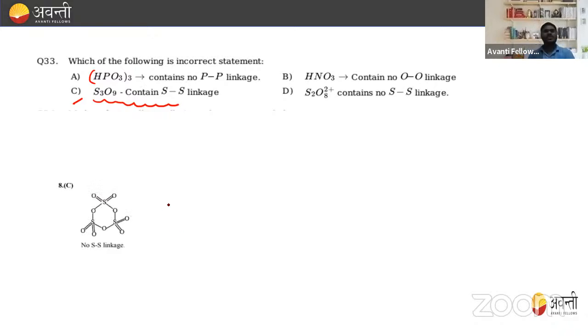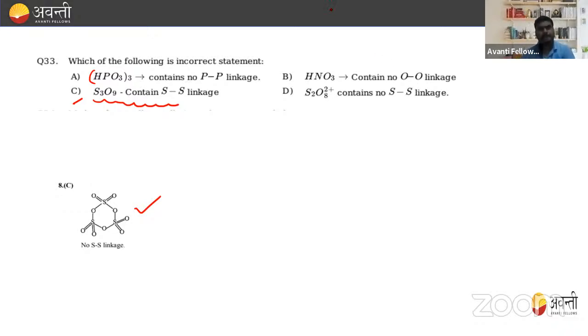Okay, so this is the structure of S3O9, right? In this you can easily see that there is no SS linkage, because there is an SO linkage, a linkage between oxygen and sulfur, but there is no linkage between S and S. So option C is incorrect because S3O9 does not contain an SS linkage. Okay, so shall we proceed to the next question? I hope it is clear to everyone.